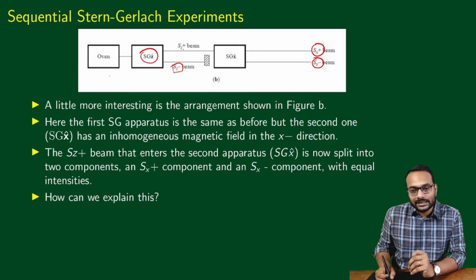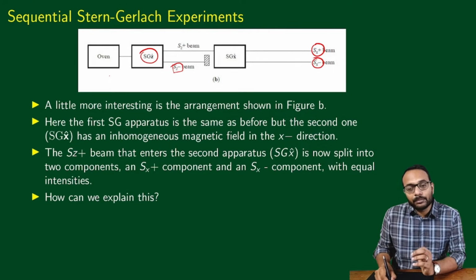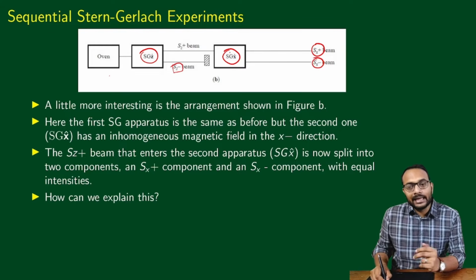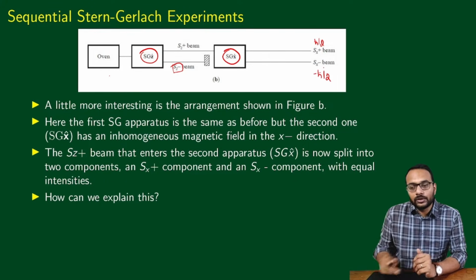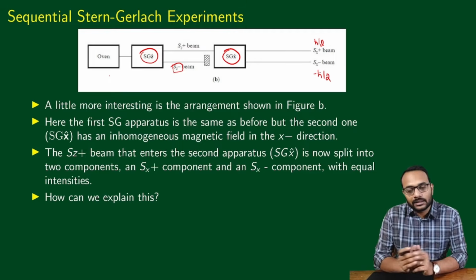So what happens here is that we feed an SZ plus beam into an SGX hat apparatus, and it splits into two beams: one with h cross divided by 2 along the x-axis and the other with minus h cross divided by 2 along the x-axis. These two projections are along the x direction.